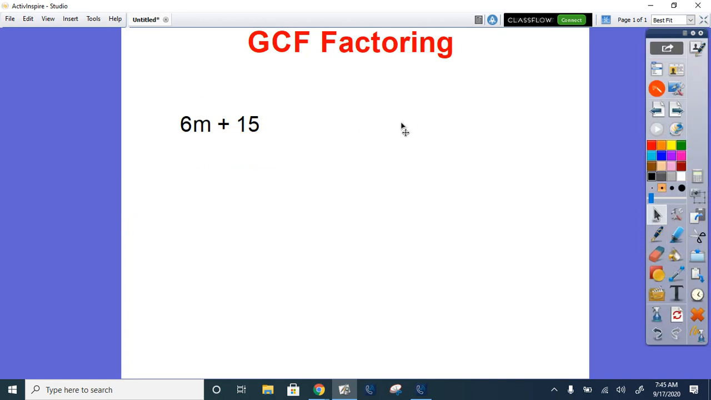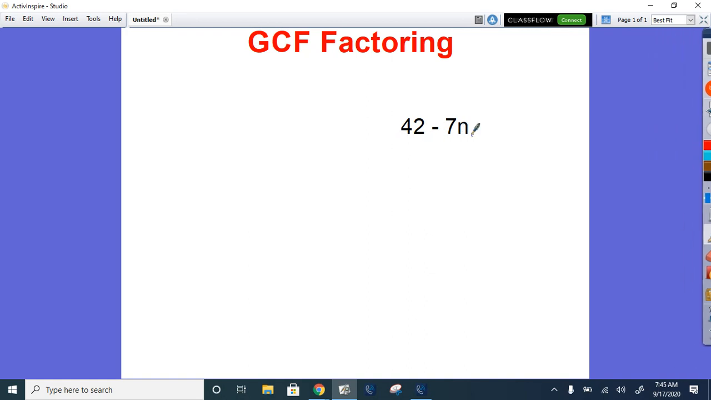My second example. Now I have 42 minus 7m, or 7n, excuse me. I look again. Do I have a like variable? I don't. Then I look for my GCF between 42 and negative 7. Okay? Here, my greatest common factor is actually going to be that negative 7. I want my variable to be positive here. So in that case, I'm going to divide both of them by that negative 7, by this coefficient.